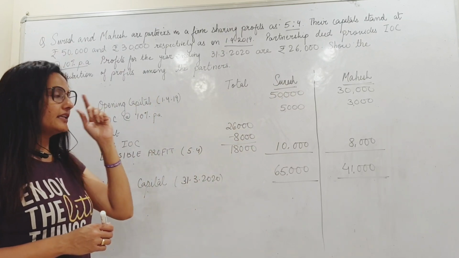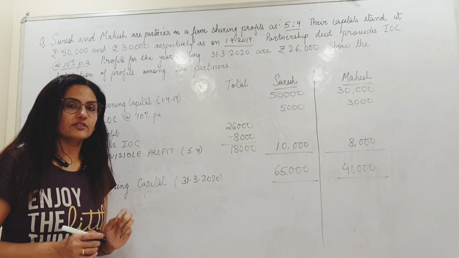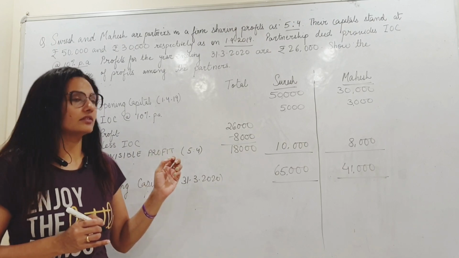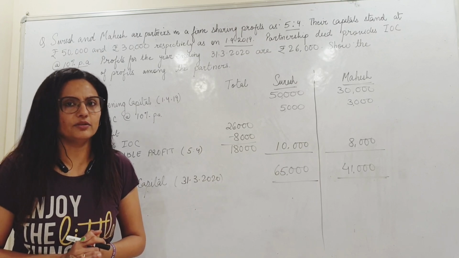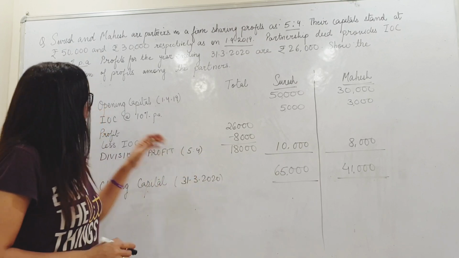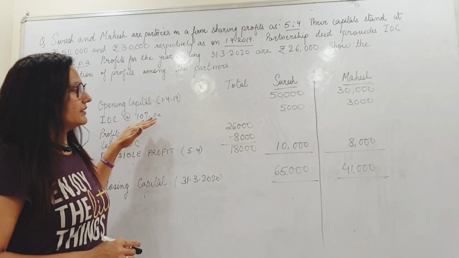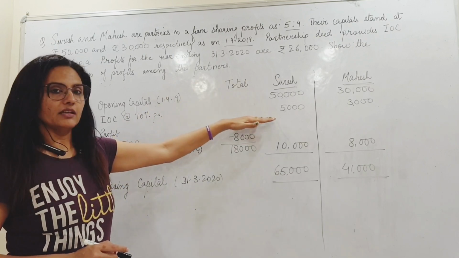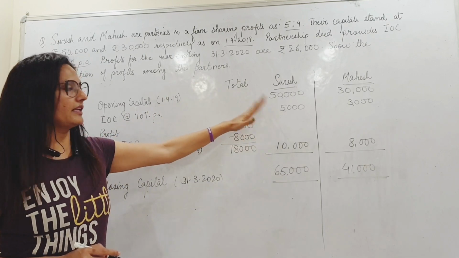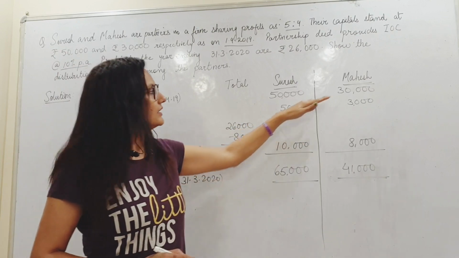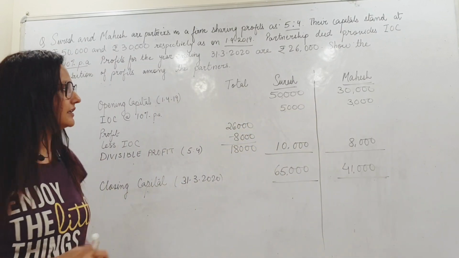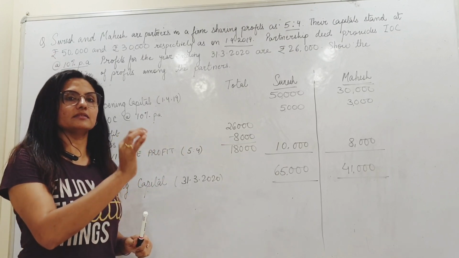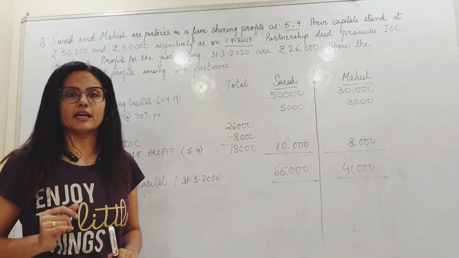अब इस पे ही उनको इंटरेस्ट मिलेगा. Always remember, interest on capital is given on the opening capital if the capital is not changing in between during the year, right? So interest on capital 10%. किसका 10%? 50,000. Suresh will get 50,000 का 10%, 5,000. Mahesh will get 30,000 पे 3,000. Right? So total we are giving 5 plus 3 8,000 interest on capital.